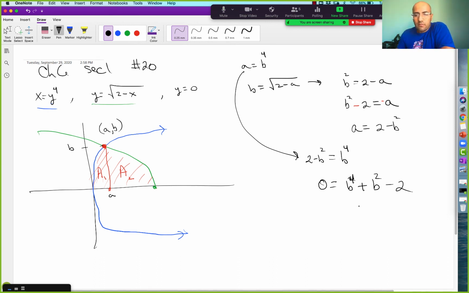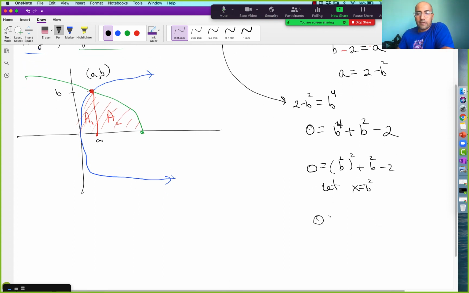So we could think of this as b squared, squared, plus b squared minus 2. And so if we let a simple substitution of, say, x equal b squared, we end up with 0 equals x squared plus x minus 2. How does this factor? This will be x plus 2, x minus 1. Factor that guy.